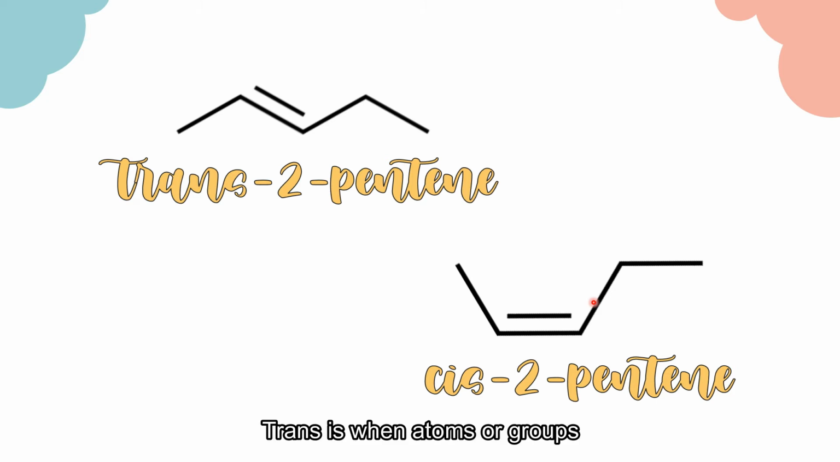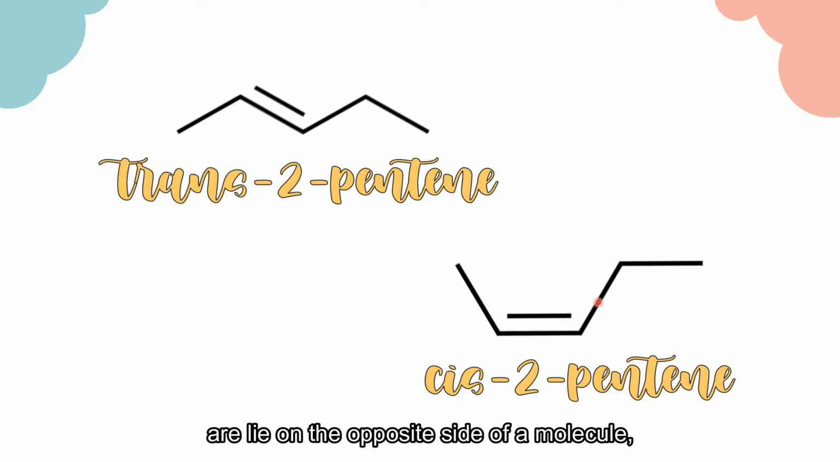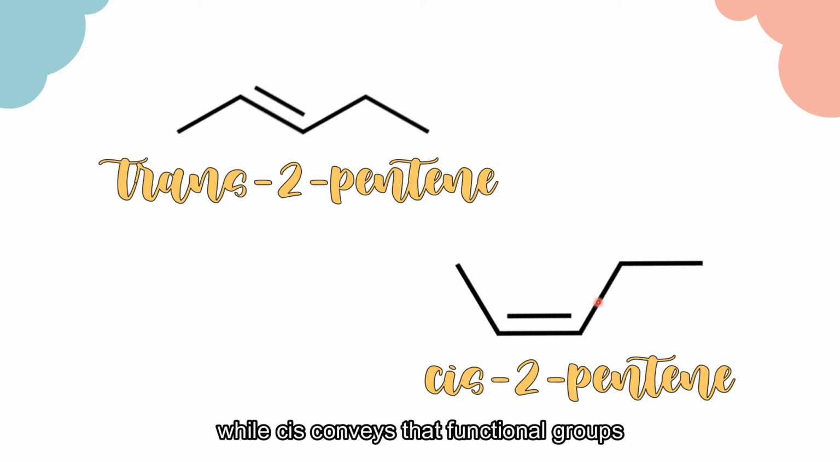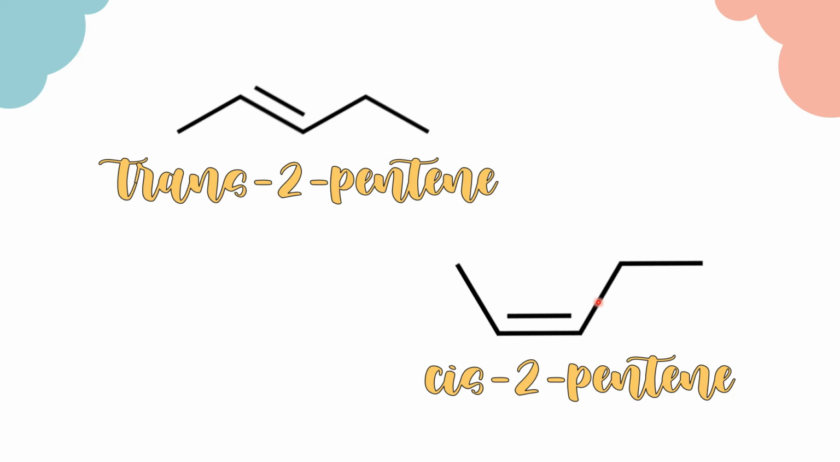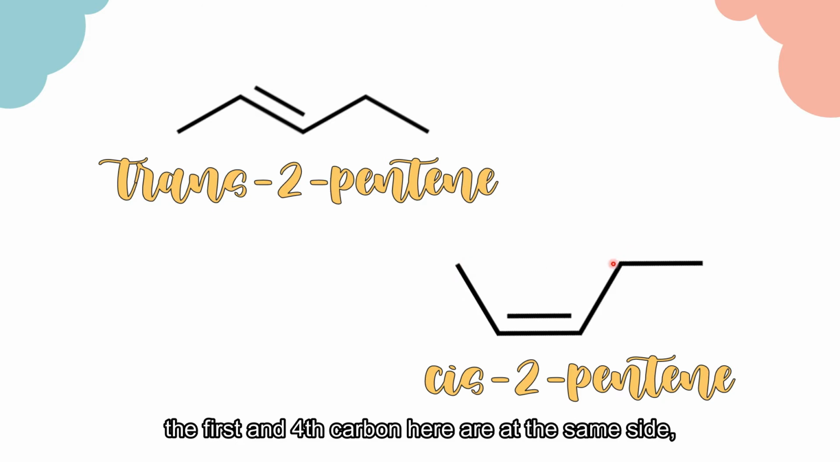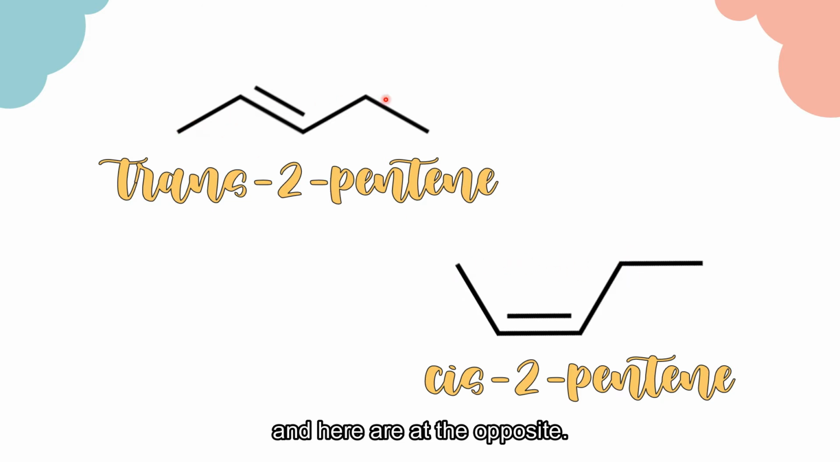Trans is when atoms or groups are lying on the opposite side of a molecule, while cis conveys the functional groups are on the same face of the carbon chain. So as you can see, the first and fourth carbon here are at the same side, and here are at the opposite.